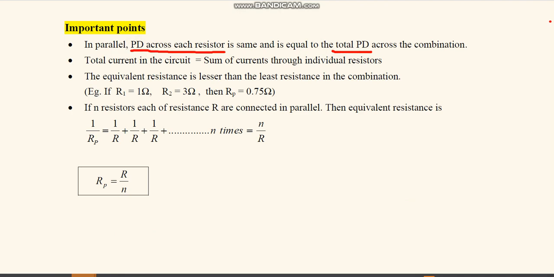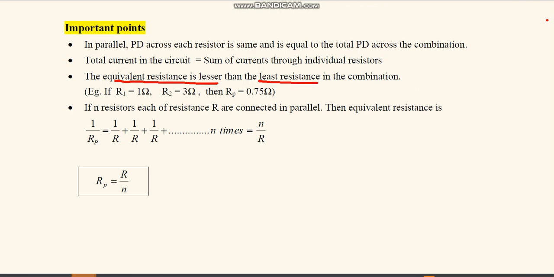The second point is that the total current divides itself such that the total current is equal to the sum of currents through individual resistors. Third point is that the equivalent resistance is lesser than the least resistance in the combination.